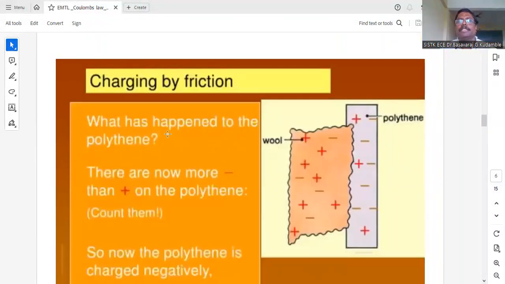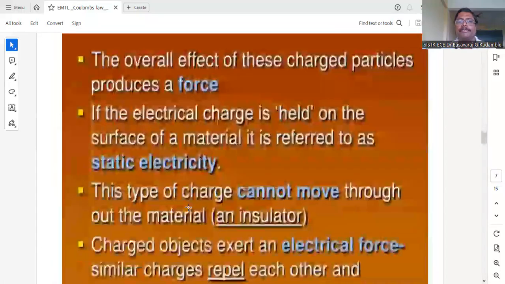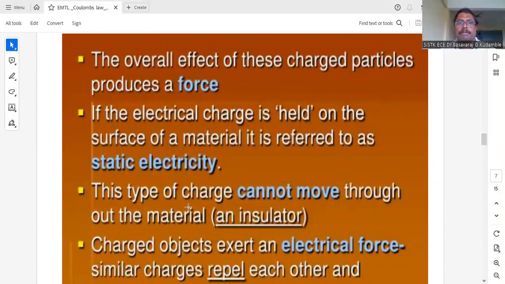Then polythene now has more number of electrons than protons. So now polythene is charged negatively. The overall effect of these charged particles produces a force. So once they become charged particles, they are able to have a force between 2 charges. The electric charge is held on the surface of the material. It is referred to as static electricity.